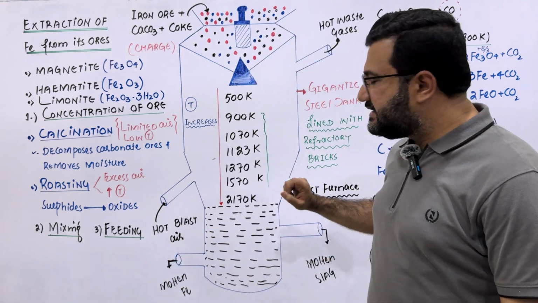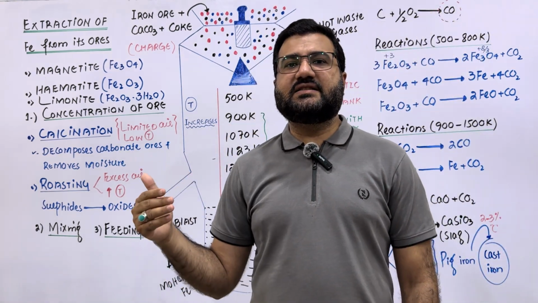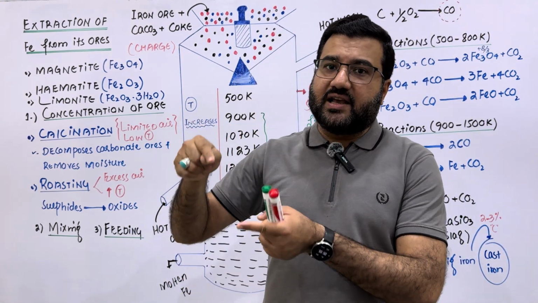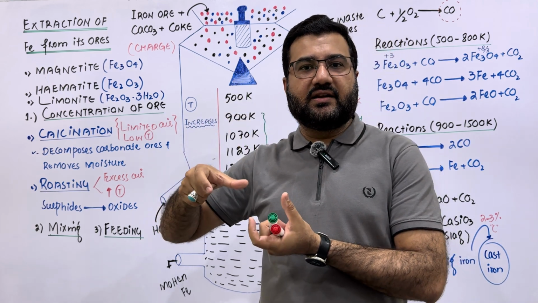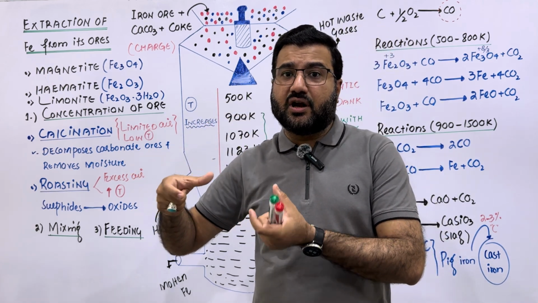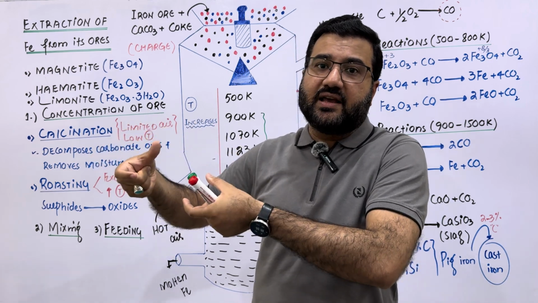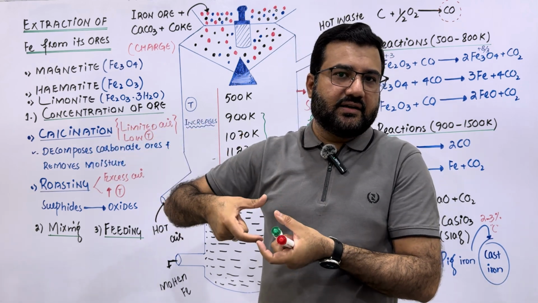And my dear students, then there are different furnaces which can be used to convert this pig iron into the purest form of iron, that is called wrought iron. So our next topic will be how to convert the pig iron into the wrought iron.